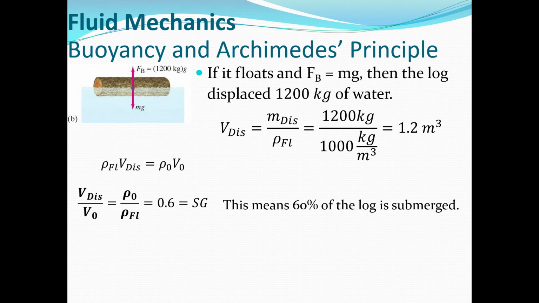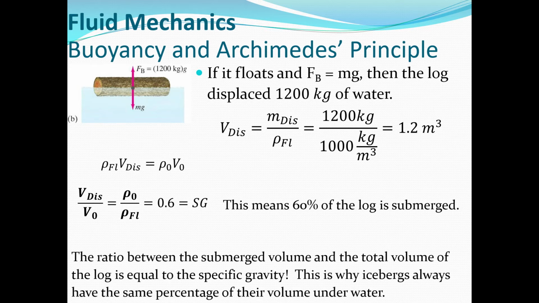As I said before, the specific gravity has a really interesting relationship when it comes to buoyancy. And this is pretty much it: whatever the specific gravity of the material is, if you times it by 100, you figure out how much of that material is submerged. So like I said, this is why icebergs always have the same percentage of their volume underwater, because their specific gravity is a very specific amount.